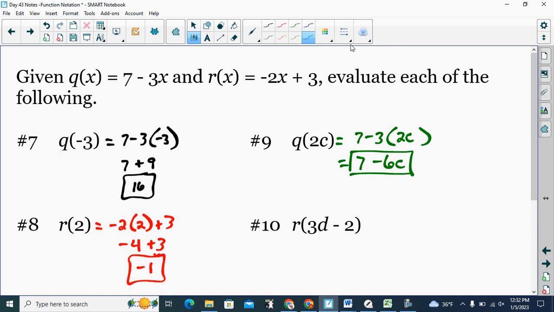Number 10, r of 3d minus 2. So the r tells us which function we're using. We're using the r of x equation. This is the equation I'm going to use. Instead of x, I'm putting in 3d minus 2. So I've got negative 2x plus 3, but instead of x, I'm putting in 3d minus 2.